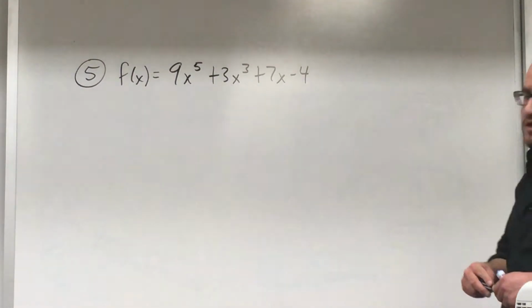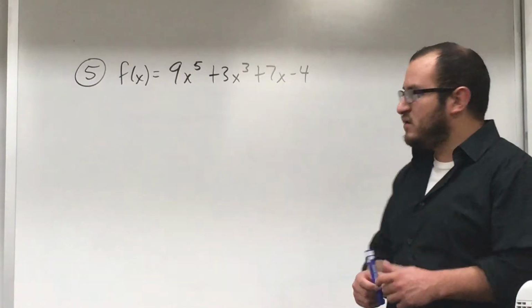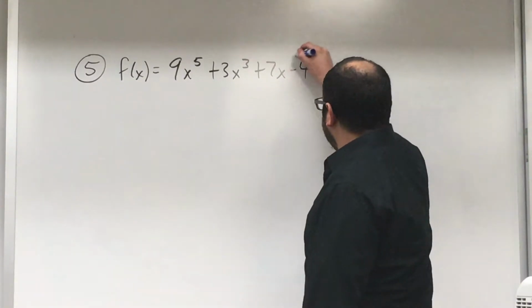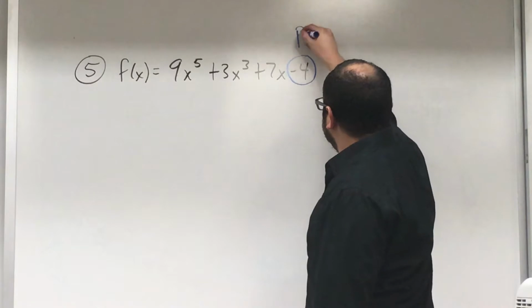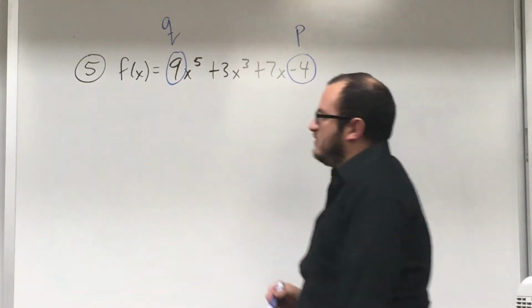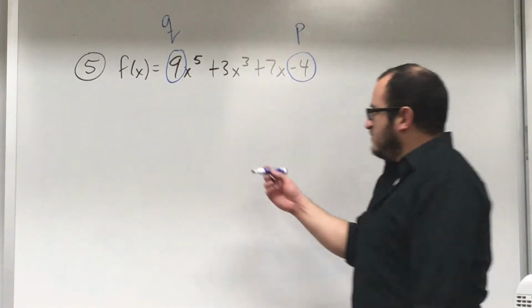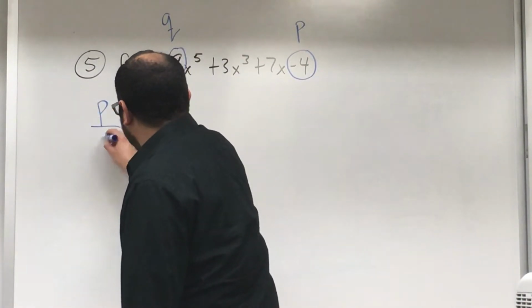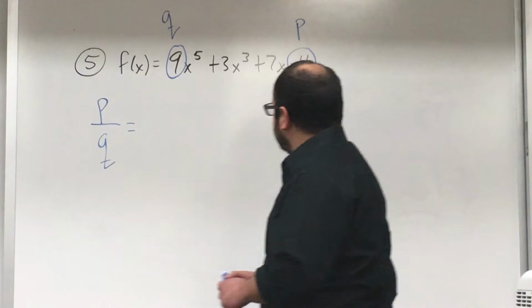All right, so same steps. You want to list out your P and Q. So P again is your last constant. And now we have a leading coefficient of 9, which is going to be your Q. So let's go ahead and list out all the possible factors of P and Q.